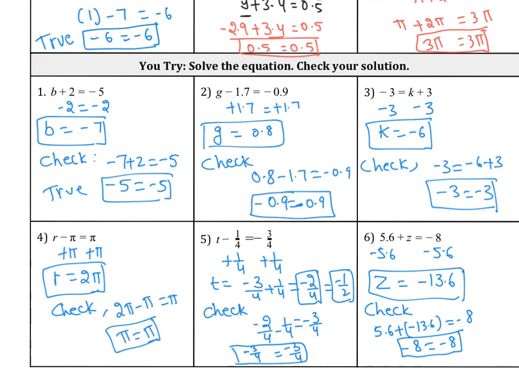Number 6. So we are going to now subtract 5.6 on both sides. z equals -13.6. Check. Plug it back in the original equation. Both sides came out as -8, and that's your answer.